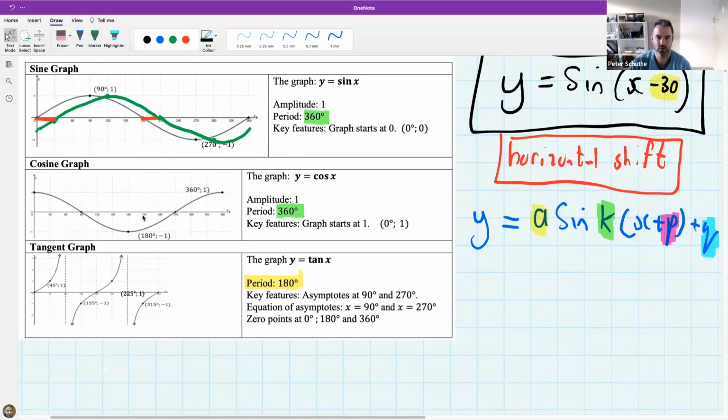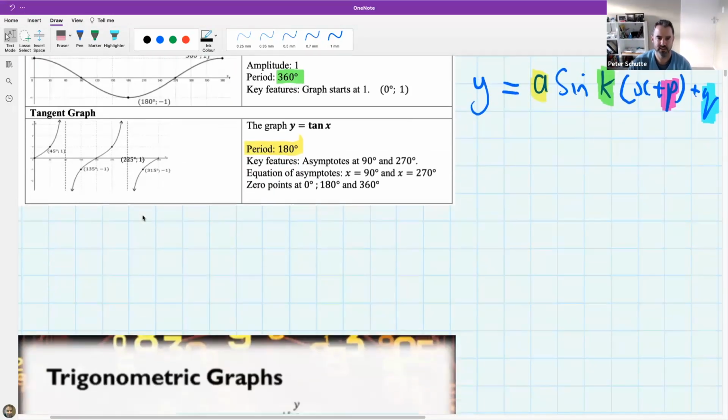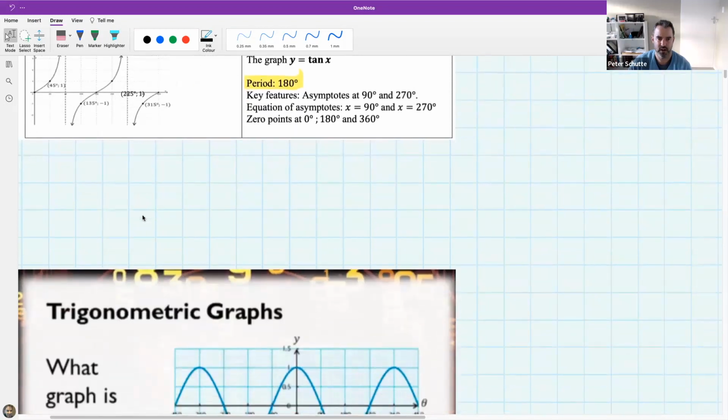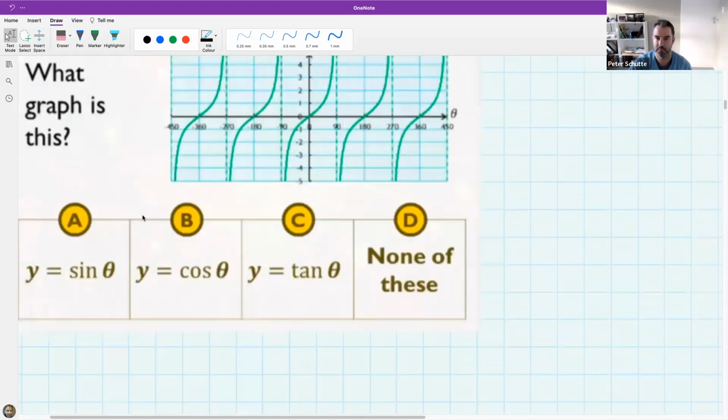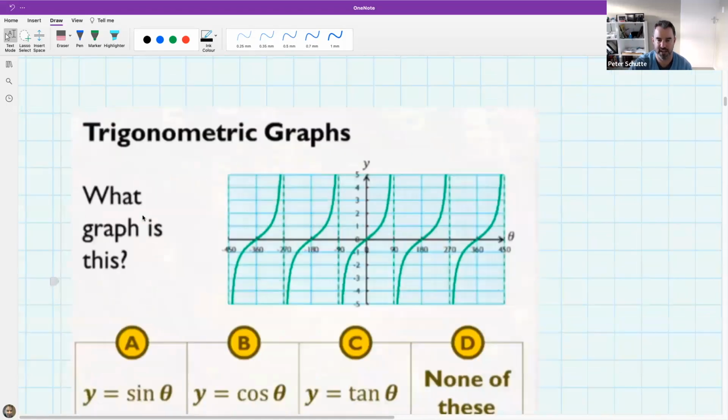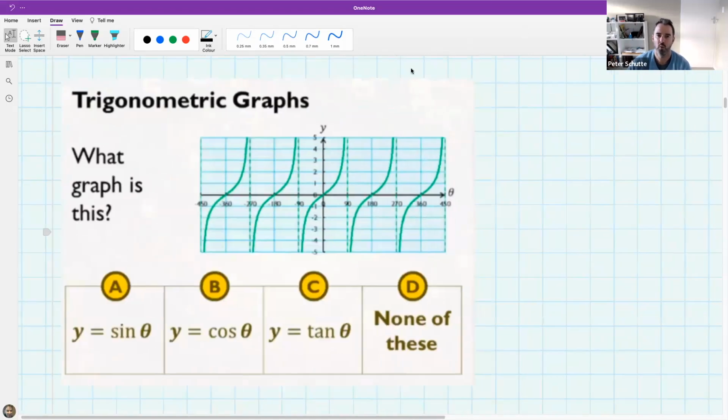Okay, let's do some basic multiple choice questions here. And then they'll ramp up to more difficult ones, but let's just get in the groove first. So what graph is this? I want you to identify. Okay, this is not very hard because of the fact that it looks nothing like the sine and cos graph. And so we would say the answer is C.